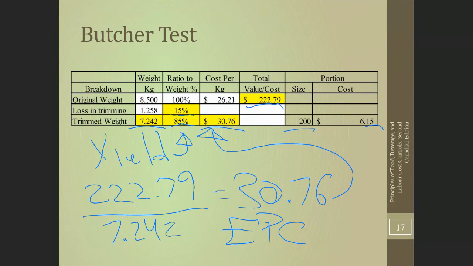So let's do that now. Take 200 grams and multiply it by an EPC of $30.76 per kilogram. Keeping in mind, you need to convert those grams to kilograms. What do you get?